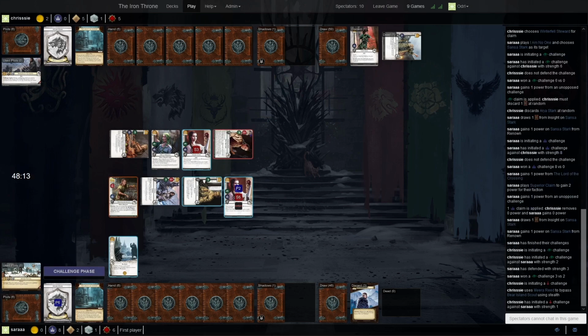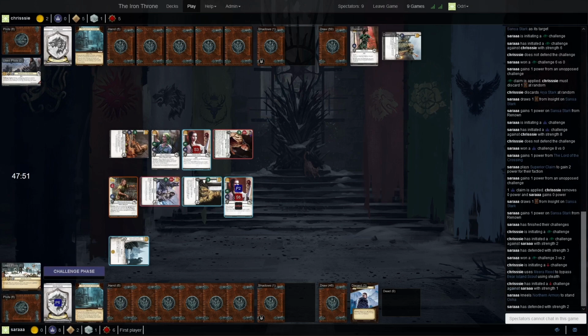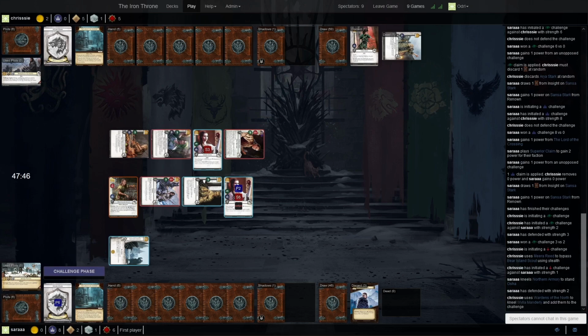That means if saraaa wants to really play around Rick, she has to stand Osha, right? The problem is Rick coming in takes Septa Mordain, and then saraaa's Sansa loses renown, and yeah, the other Sansa on Chrisssie's side gains renown from that. That's not brilliant. So a bit of a waste of the armory, but okay. And Chrisssie is going to do this one to get the military claim.